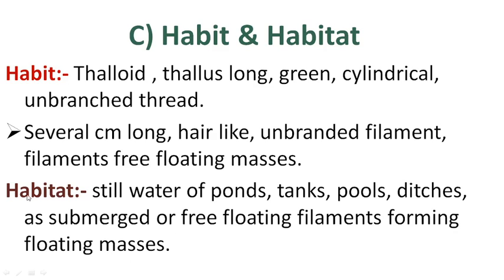So next there is the habitat. This Spirogyra occurs in still water of ponds, tanks, pools, ditches as submerged or free floating filaments forming floating masses. It is also found in slow running water of streams and rivers. So this Spirogyra is a freshwater alga, which means it is only found in fresh water.